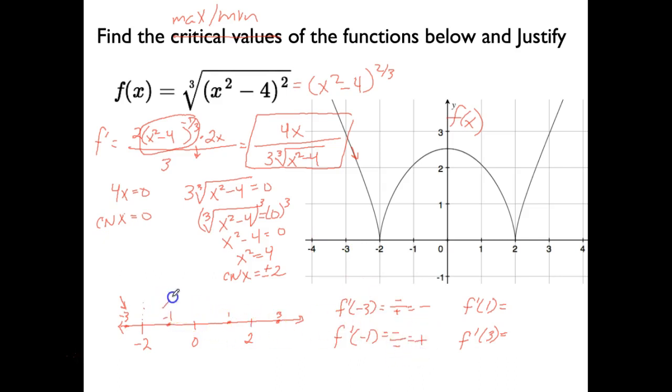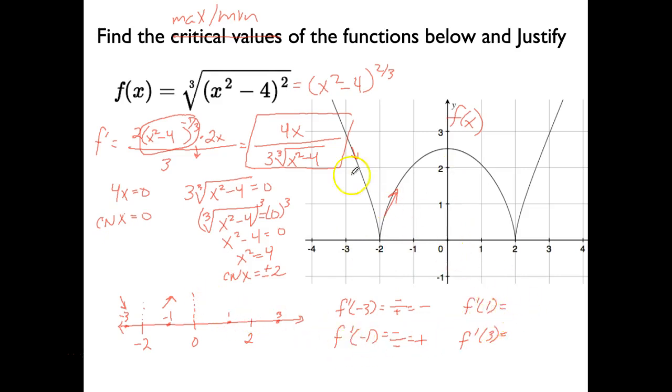So I know it is increasing at this test point, which means it's increasing all the way up till 0 at least. And then look at this. After negative 2, it is increasing up until our critical number, which is 0. So our graph is matching up with our algebra still.